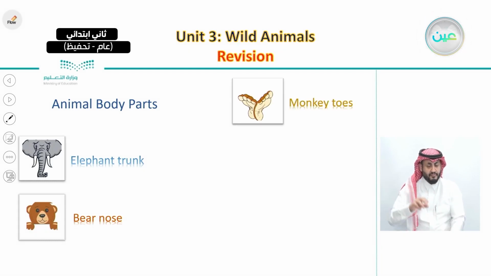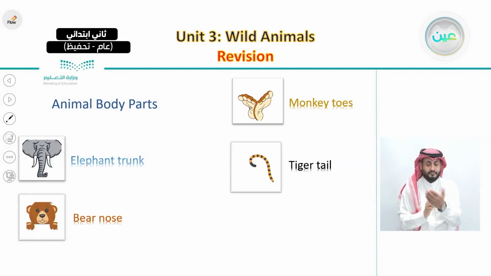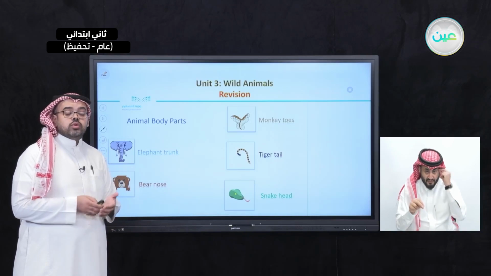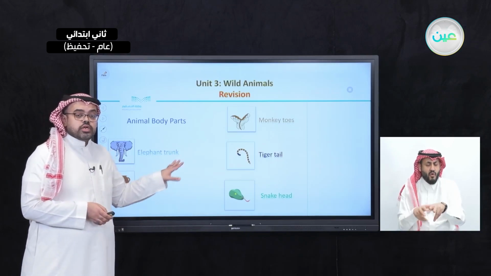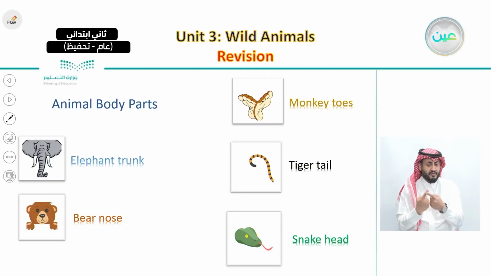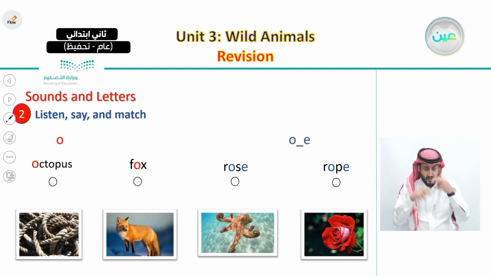Also, we did learn about the monkey toes. These are the monkey toes. And also the tiger tail and the snake head. So not only did we learn about animals, but also we got to know what we call the body part of each animal. So we learn now what is the trunk for an elephant, and what is the nose for a bear, and also toes for a monkey, and tail for a tiger, and the snake head.